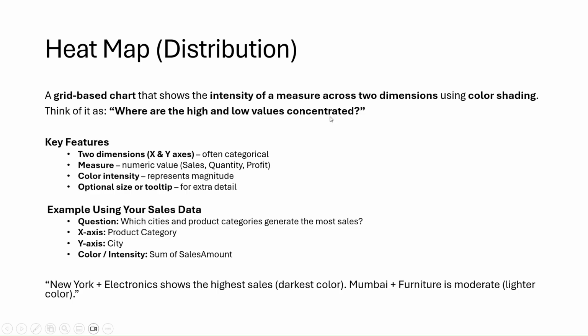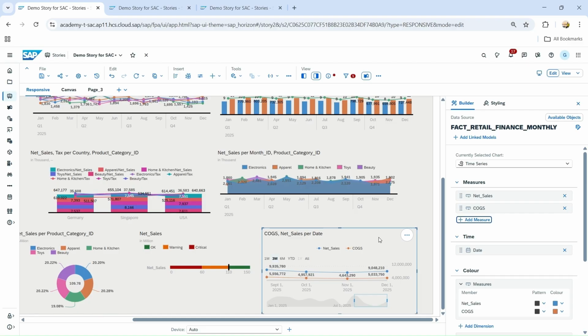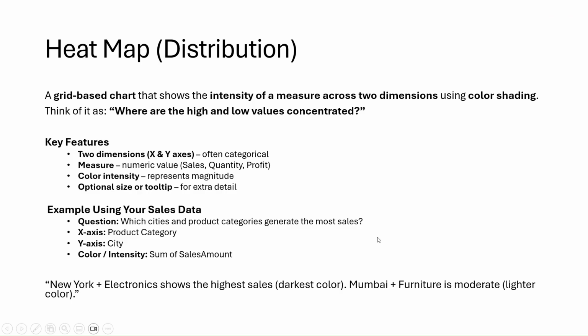Heat map is also very useful in case you want to see the distribution. So when a heat map is used for distribution, whenever you want to see how the data is distributed, you need two dimensions, x-axis and y-axis, and then the measure, where the magnitude or the intensity of the color shows the value of the specific measure.